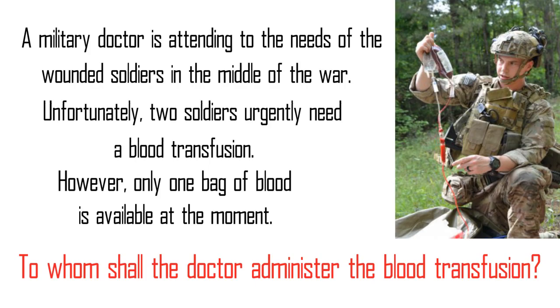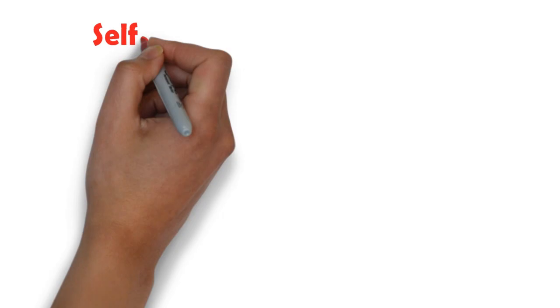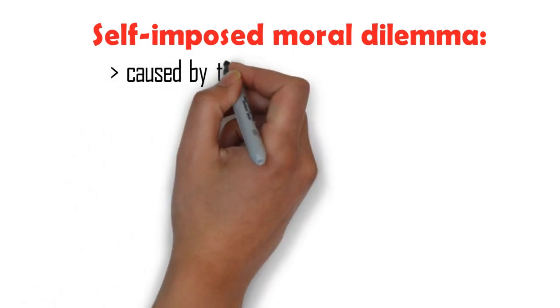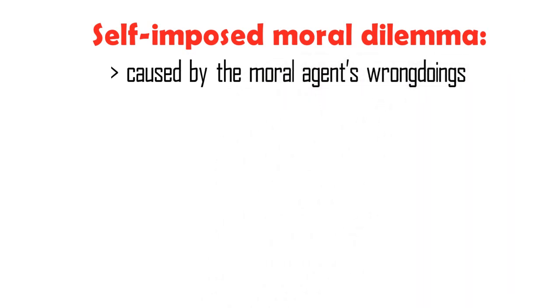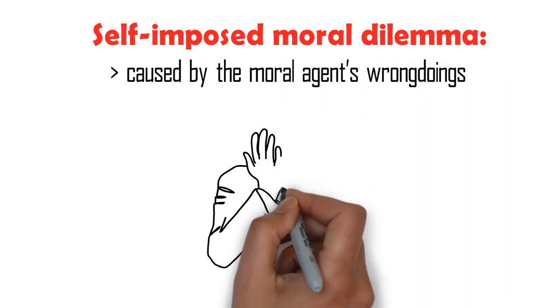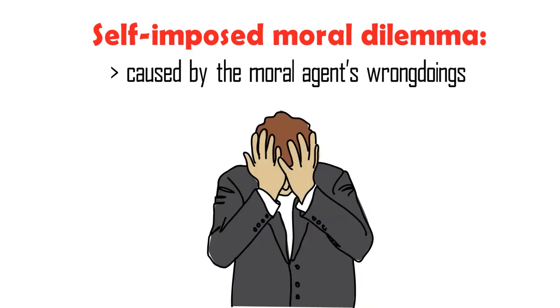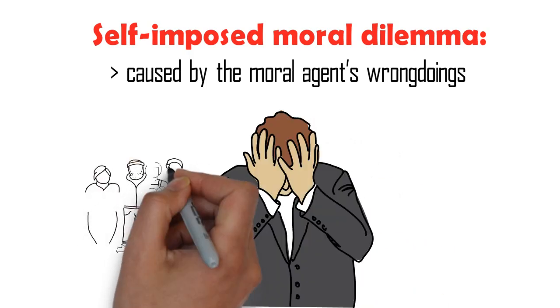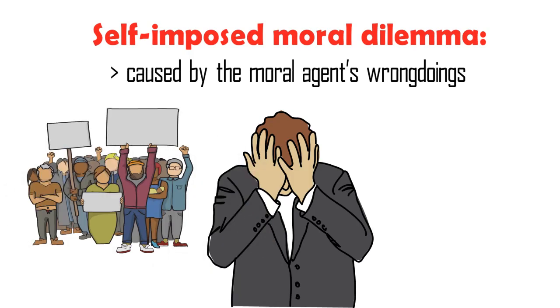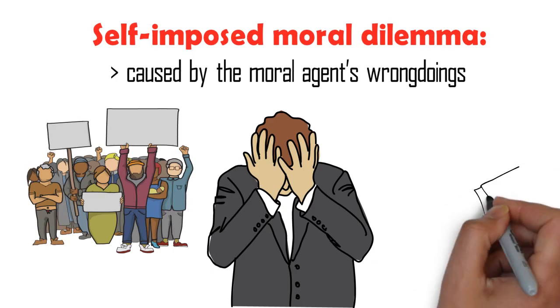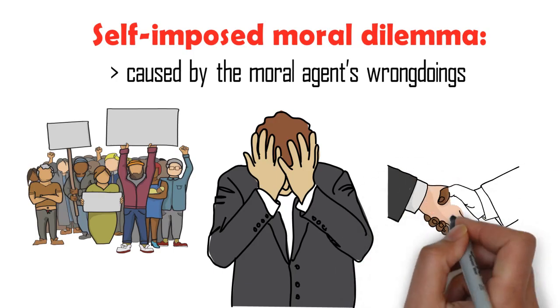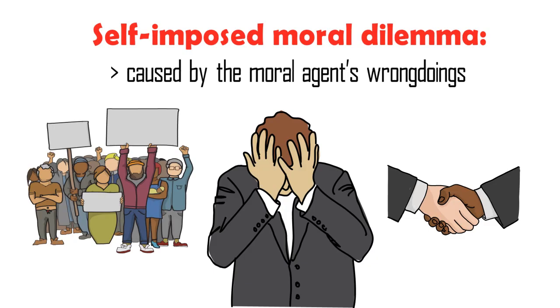Now, let's proceed to the second category of moral dilemmas, that is, self-imposed moral dilemmas and world-imposed moral dilemmas. A self-imposed moral dilemma is caused by the moral agent's wrongdoings. For example, David is running for the position of town mayor. During the campaign period, he promised the indigenous peoples in his community to protect their virgin forest just to gain their votes. But at the same time, he seeks financial support from a mining corporation.